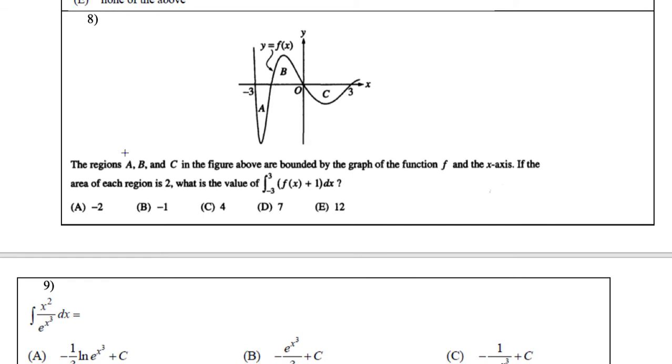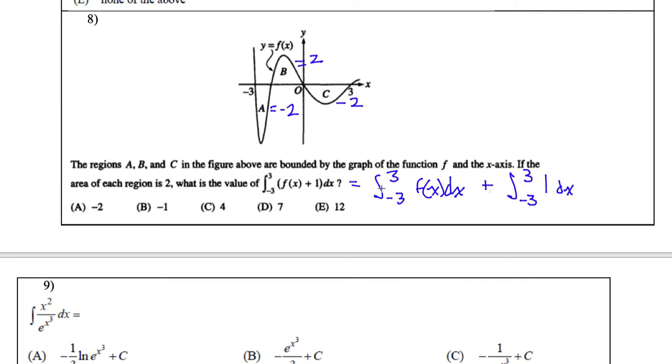Okay, so we have these 3 regions, and it tells us that the area of each of them is 2. So A is -2, B is +2, C is -2, and I need to find the definite integral between -3 and 3. So all of this, right? It's kind of like distributing the integral here. So this is the definite integral between -3 and 3 of f of x dx, and I'm going to add that with the definite integral between -3 and 3 of 1 dx.